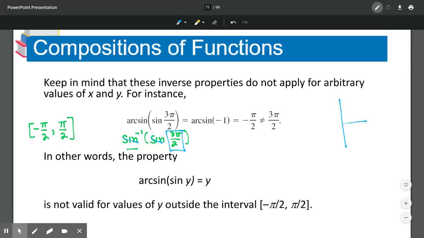But to get to 3 pi over 2, you have to go all the way around your circle to right here. And in your inverse sine, you're only allowed to go from here to here. So we can get to that point, but the way we get to that point is we would actually say we go negative pi over 2.